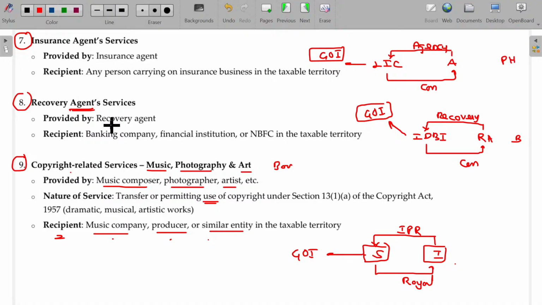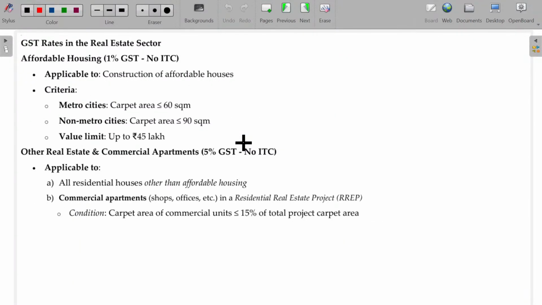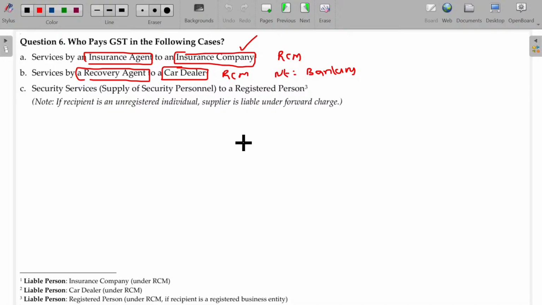Services by a recovery agent, the recipient being a bank, financial institution, or NBFC. So then you can name this as forward charge. Make the correction here. Forward charge.